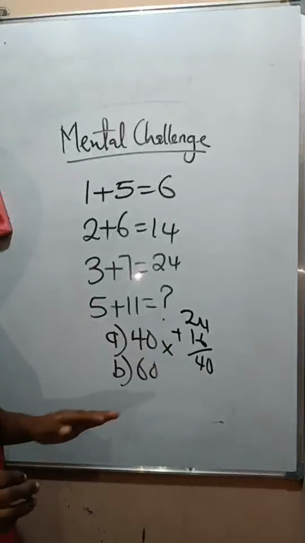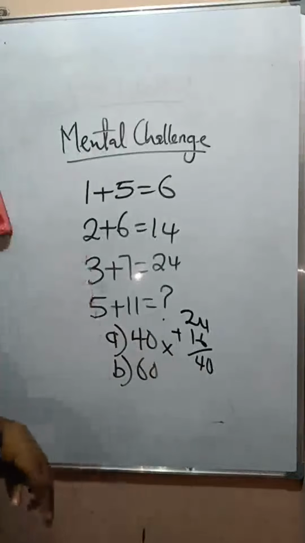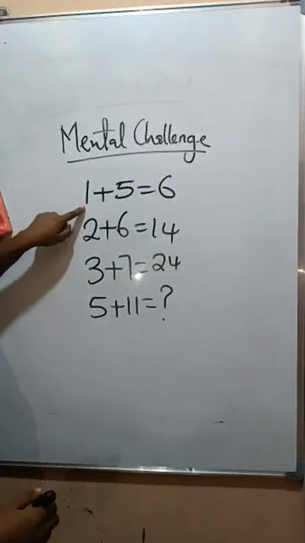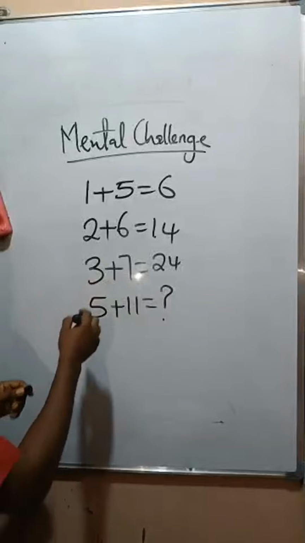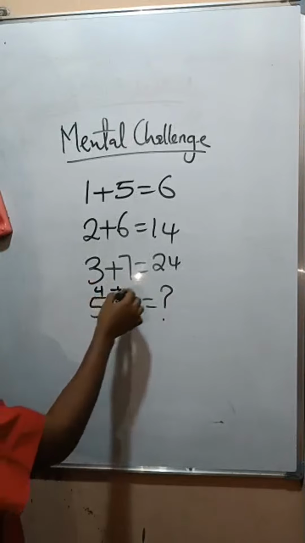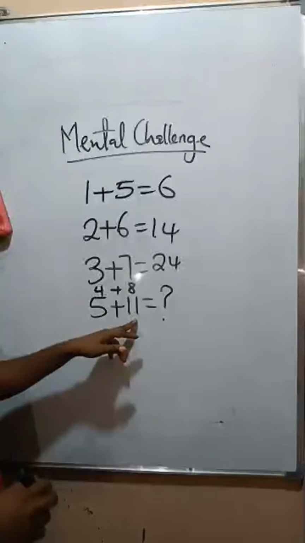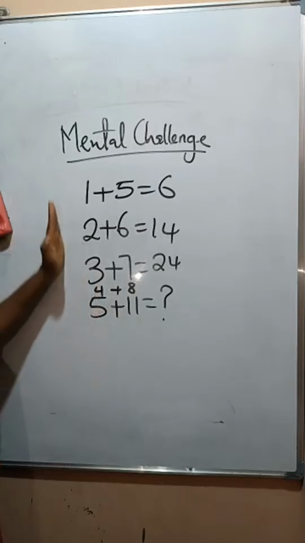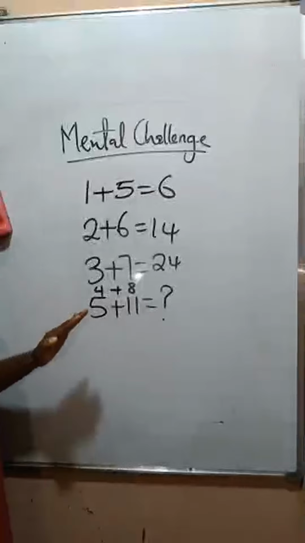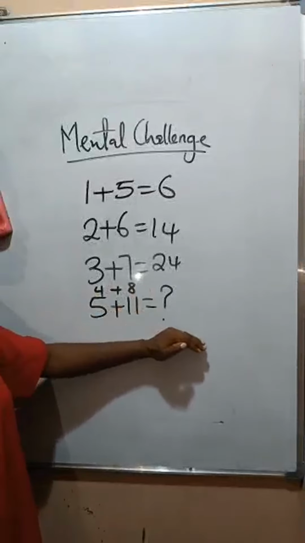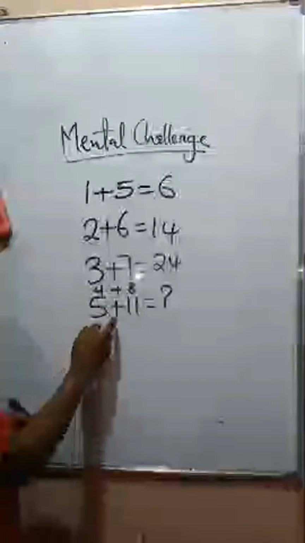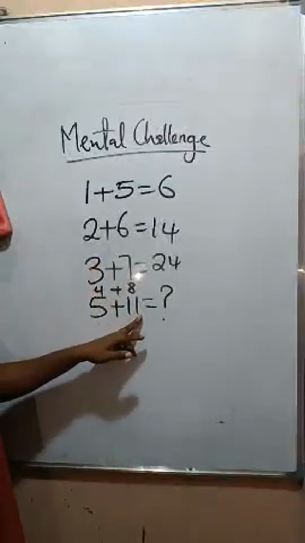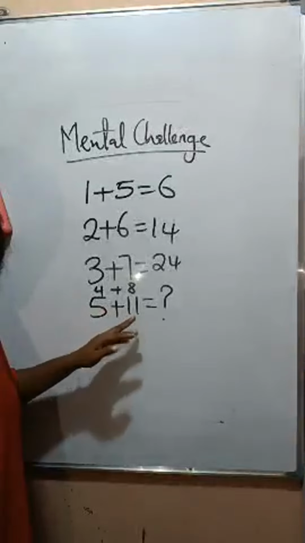Now let me explain why that is wrong. It is wrong because if you notice, this is following a pattern, a sequence. Let's analyze the sequence. We have 1 plus 5, 2 plus 6, 3 plus 7. So we're supposed to have 4 plus 8, and then 5 plus 9. But since what we have here is 5 plus 11, it simply means the sequence is not there.